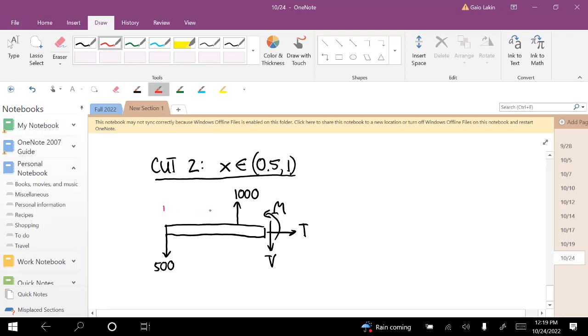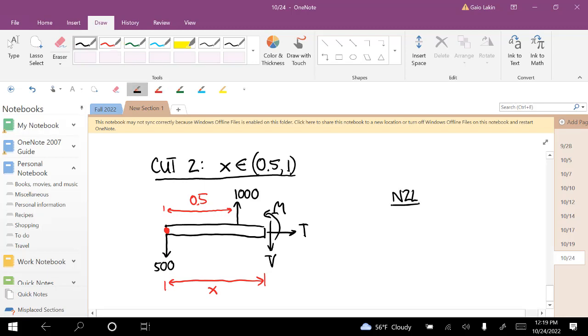And as far as distances, this distance is 0.5, and this distance is x. Any questions about this free body diagram? And about point on these, just always make the left end your about point.